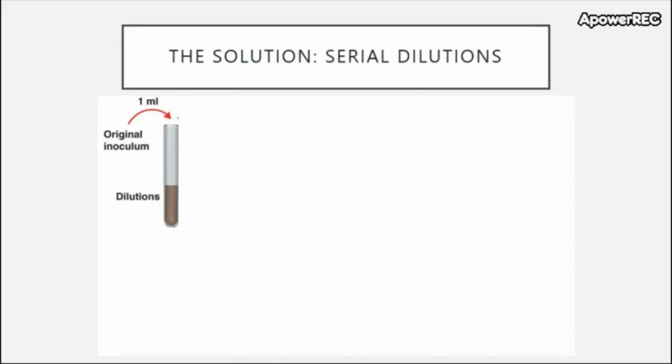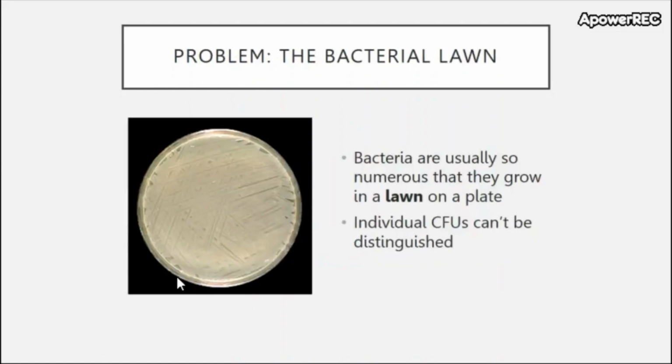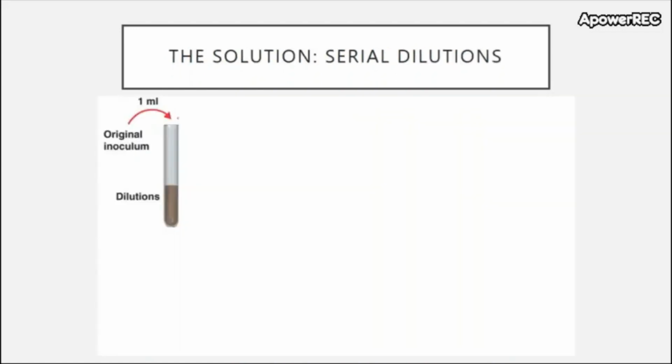So remember that original broth tube that we poured onto this plate and created a lawn? Well, there is a method in which we could take that original broth tube, called the original inoculum, and we can dilute it several times. So we could take 1 milliliter of that original inoculum and place it into a brand new tube of fresh medium, and then it becomes diluted. So if we were to put that fresh amount into 9 milliliters, then it would be 1 mil and a total of 10 milliliters of solution.